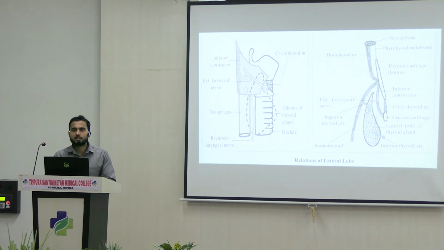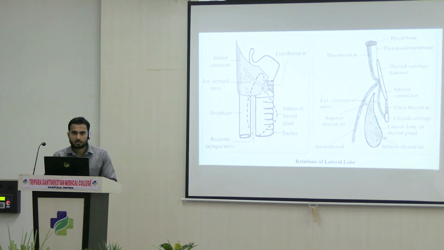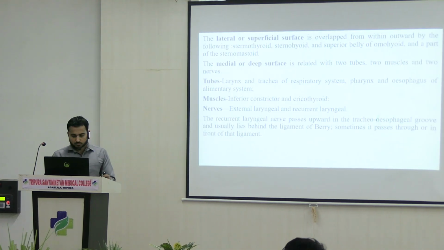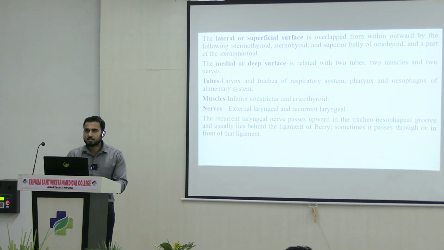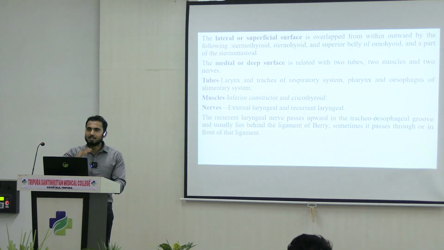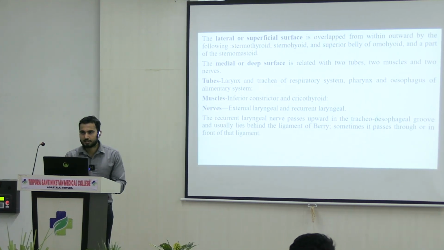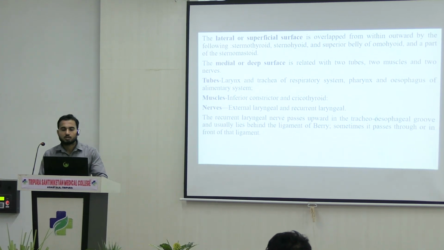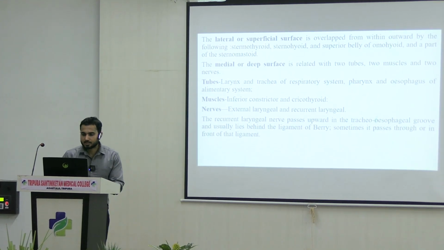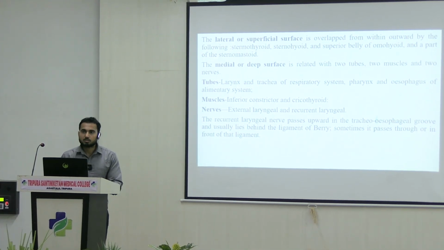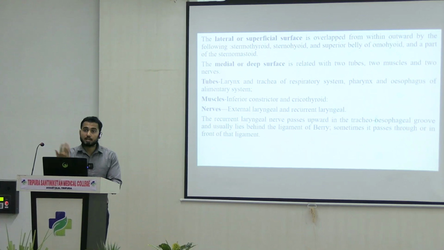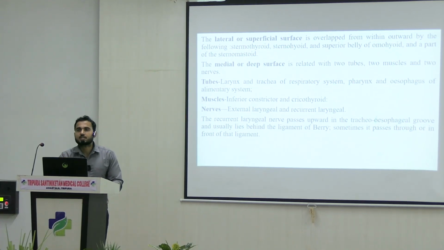Which is the largest surface? Lateral or superficial surface? This is the largest one. Okay. Now if you see the lateral or superficial surface, it is overlapped by many strap muscles of the neck. For example, sternothyroid is there, sternohyoid is there. Okay. Then sternocleidomastoid is there, omohyoid is there. So these are the muscles which are overlapping the lateral or superficial surface.